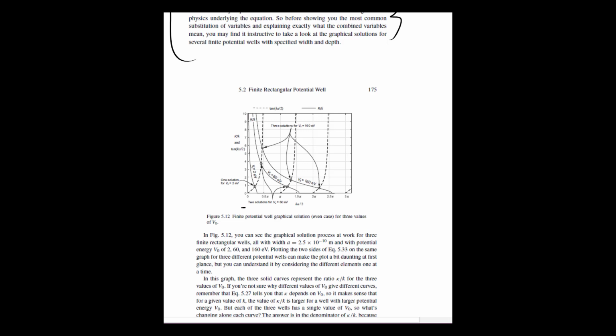I make the horizontal axis ka over 2. As you'll see in a bit, that's actually related to energy, but I'm calling it that because k appears in both the kappa over k side of the equation and in the tangent ka over 2 side of the equation. The dashed curves, here, here, and here, are the tangent of ka over 2. The solid curves, which you see starting up here and coming down and to the right, are the kappa over k curves. And I've selected some specific values here.